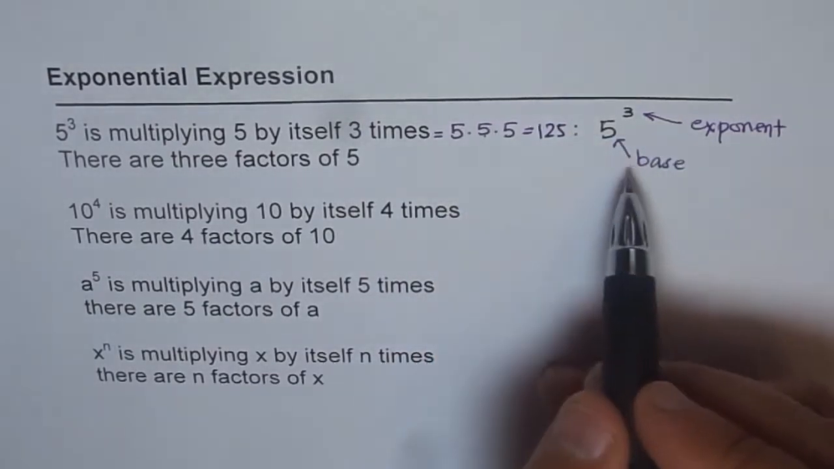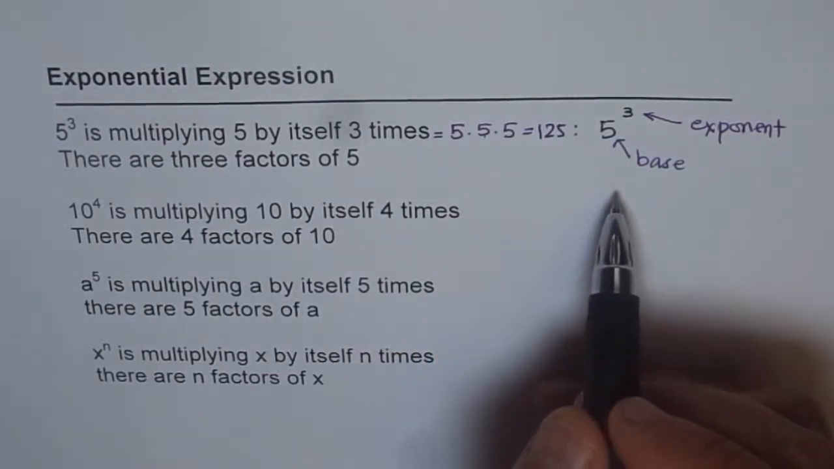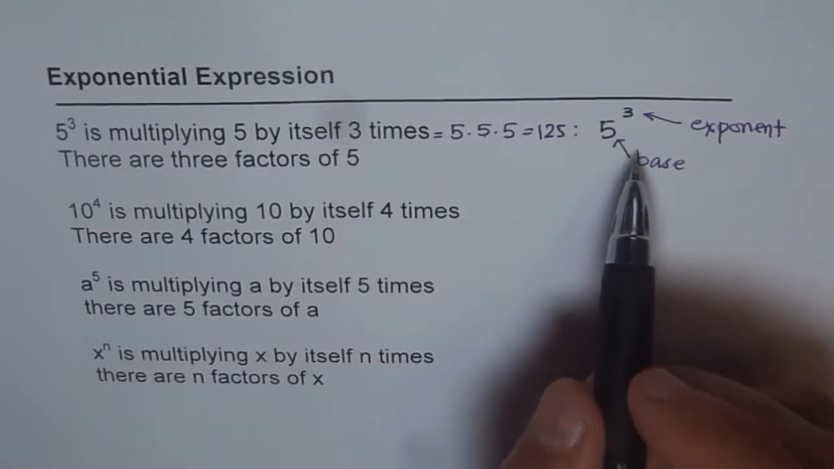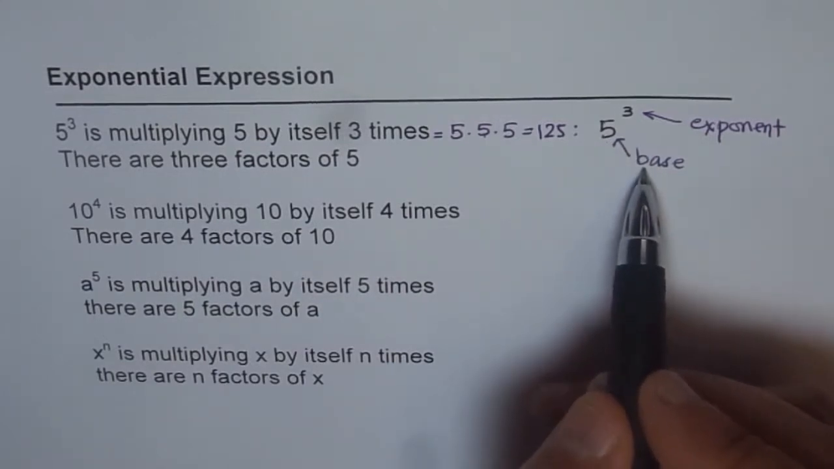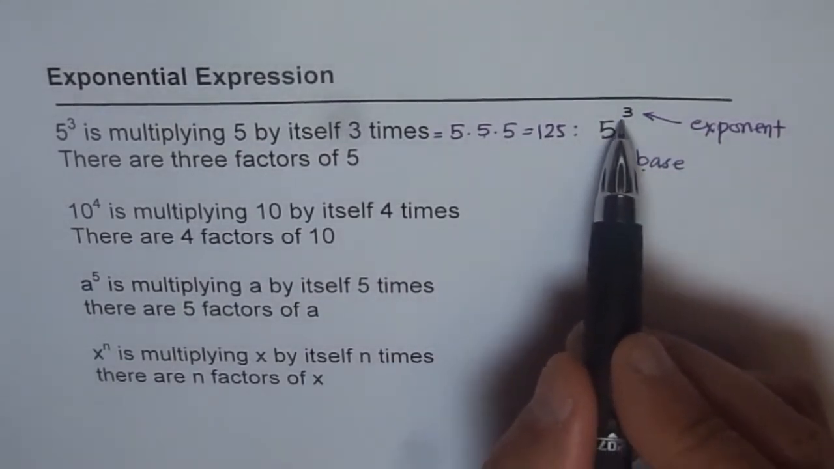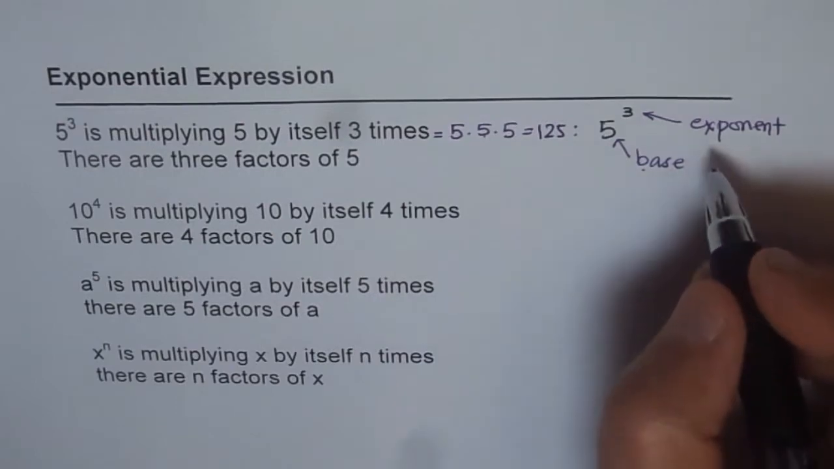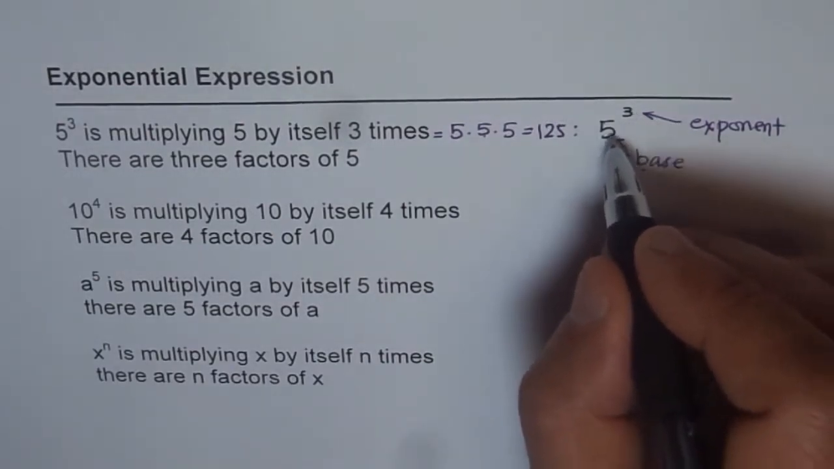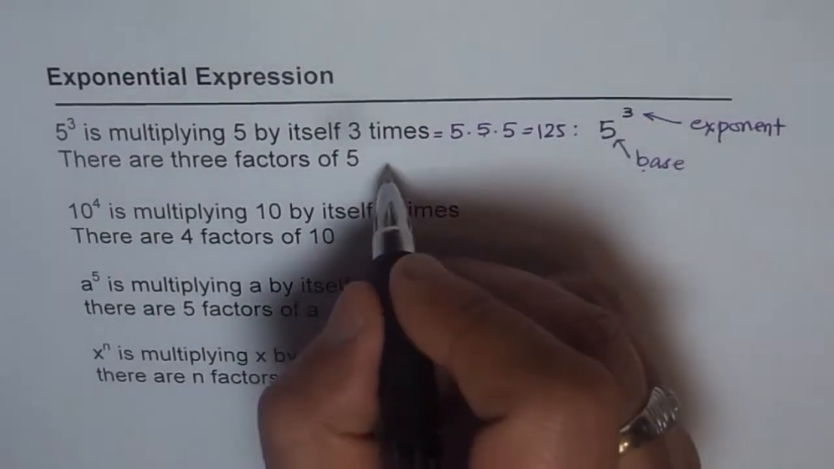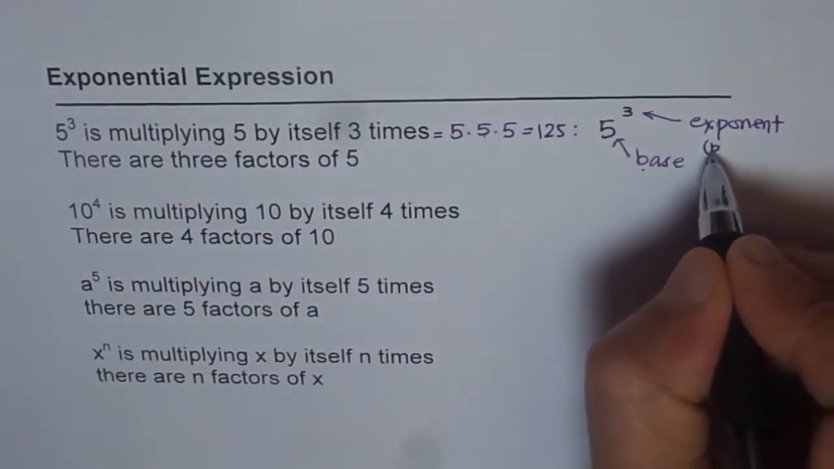These are the technical terms which we are going to use in these videos. 5 is the base, and this base has an exponent of 3, which tells you how many times it is being multiplied by itself. Sometimes we also say the power of 5 is 3. So I use the word power also, right?